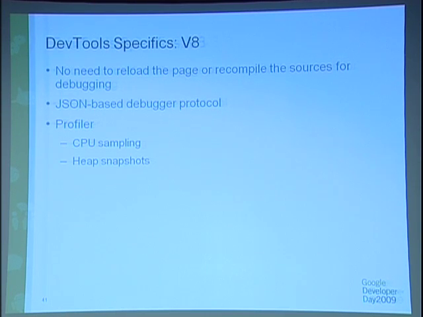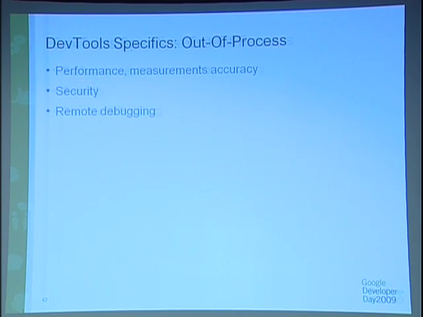And the second interface is for making heap snapshots. So at any moment, you can press the button and see what the memory graph looks like. The great thing about CPU sampling is that it doesn't add any instrumentation, so you see actual statistics on the optimized version of your code running inside V8.